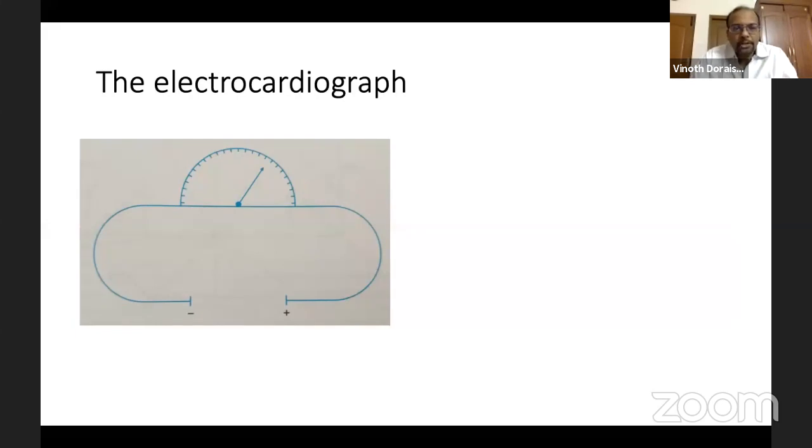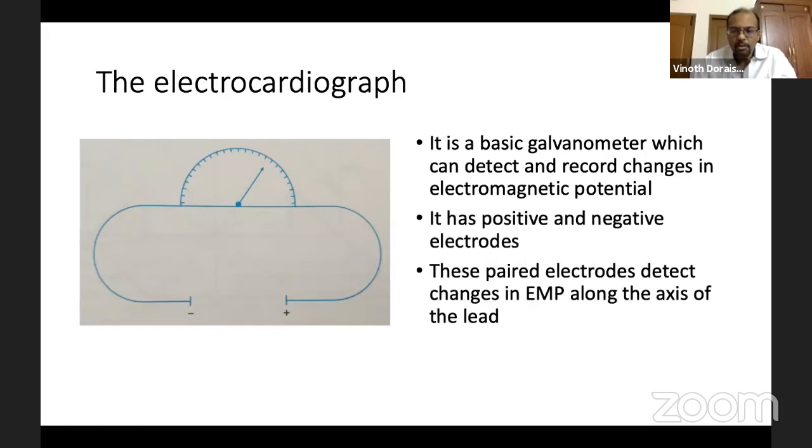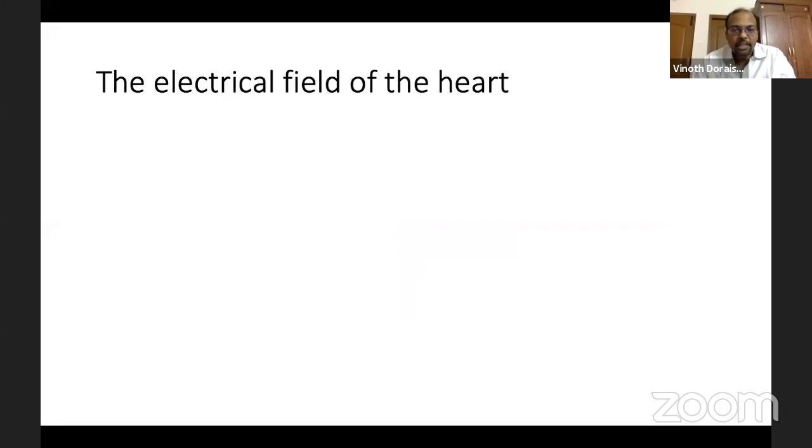So now coming to the electrocardiograph. The electrocardiograph is basically a galvanometer, and each lead will have a positive and a negative electrode. This galvanometer will detect the electromagnetic potential which is there between the negative and the positive electrode. So these paired electrodes will detect changes in the electromagnetic potential along the axis of the lead, as I've mentioned. So the electrical field of the heart.